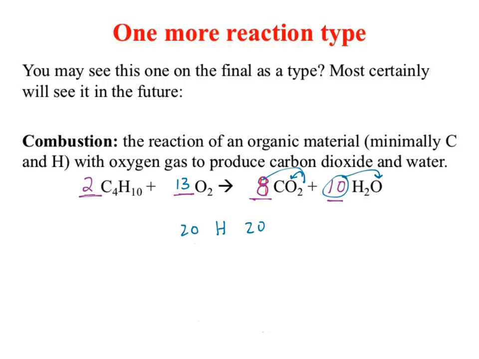And now I'm going to balance. Oh, I actually was going to do oxygen. Dang it. Oxygen's on the right. 16 plus 10 gets me 26. Oxygen's on the left. 26 carbons. 8 and 8. Make sense?